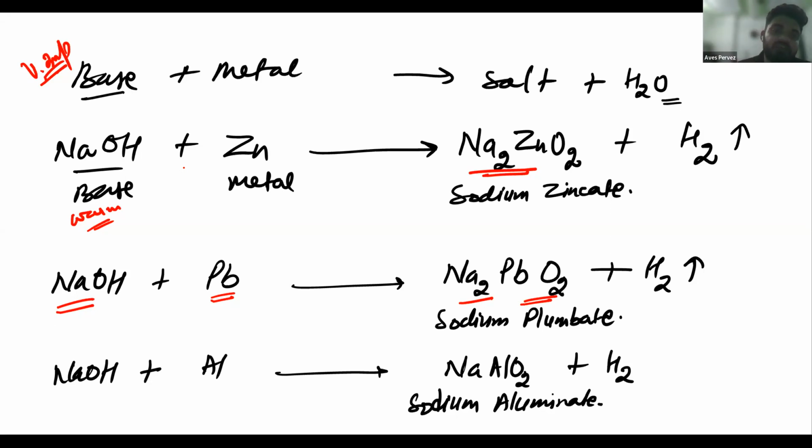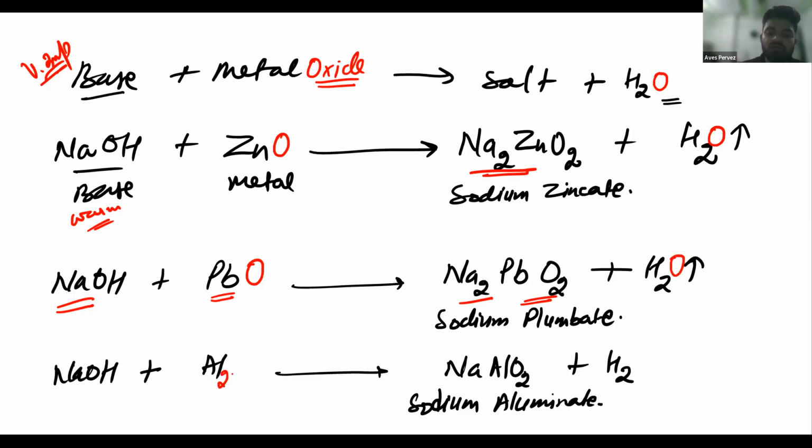Similarly, this is a base. The next property is that bases will react with metal oxides. Now, if we have a metal oxide here, you need to keep in mind that, unlike the first case where hydrogen was produced, here the O will become water. If we add ZnO, the salt will be the same, but here water will be formed. If we have PbO, that will also become water.